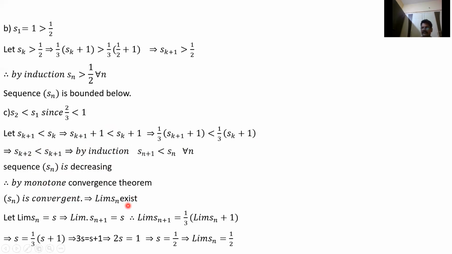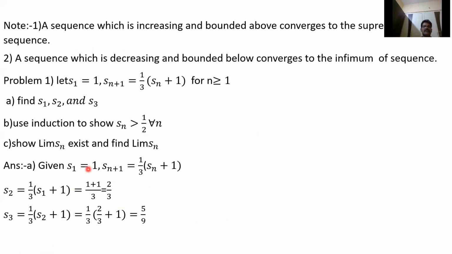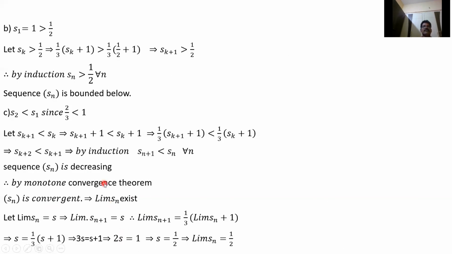Or you can simply observe here, S1 is 1, S2 is 2 by 3, S3 is 5 by 9, S4 is 1 by 3 of 5 by 9 plus 1, that is 14 by 27. So the sequence is decreasing: 1, 2 by 3, 5 by 9, 14 by 27. Whenever it is decreasing, it is automatically bounded above. Already we have shown it is bounded below. So by the monotonic convergence theorem, S(n) is convergent and the limit of S(n) exists.